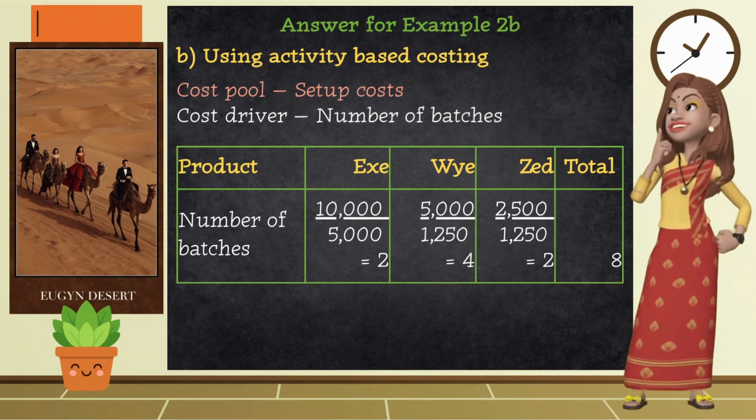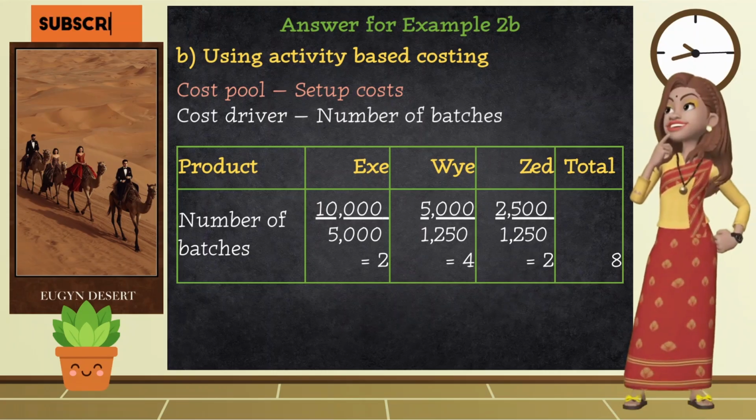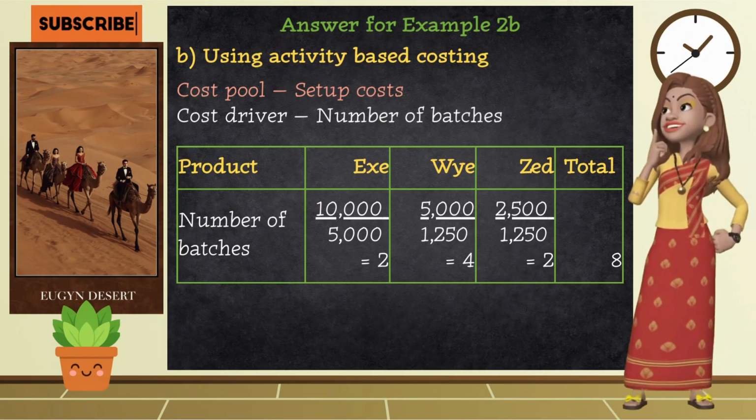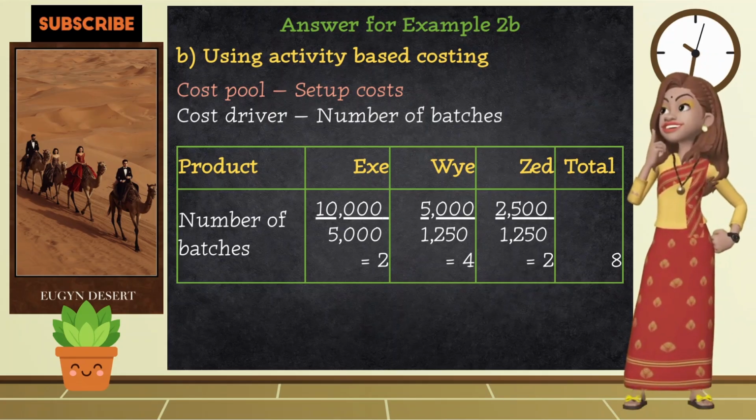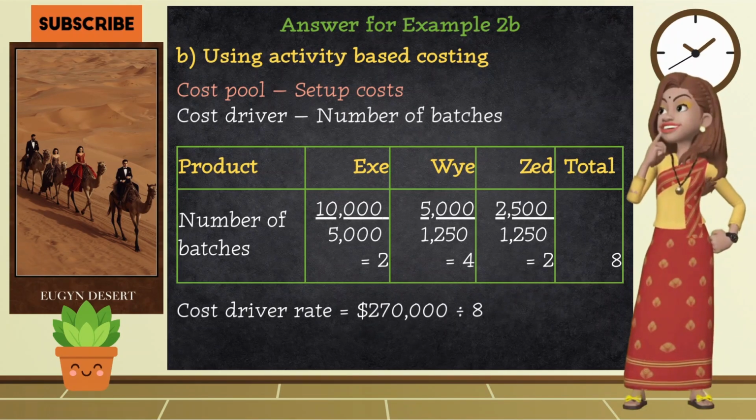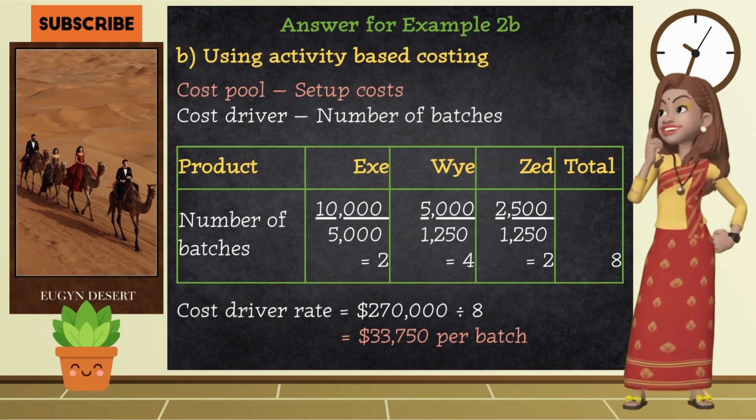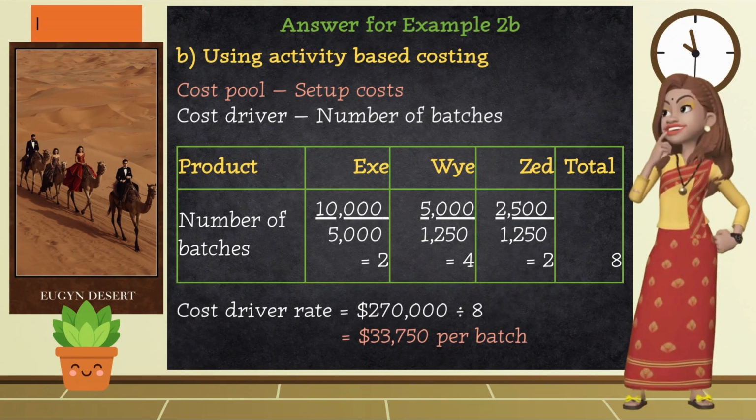If you're looking at product X, we have 10,000 units in total and 5,000 units in a batch, giving us 2 batches. Similarly, Y will get 4 batches, and Z we have 2 batches. Total, we have 8 batches. The cost driver rate will be the setup cost, $270,000 divided by 8 batches, giving us $33,750 per batch.